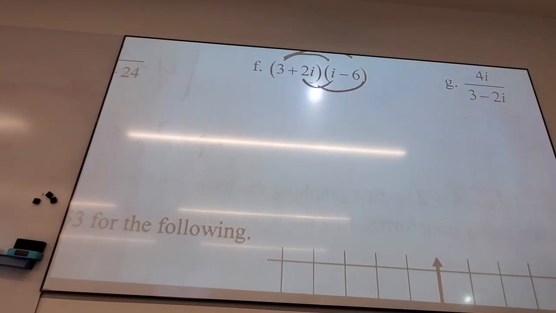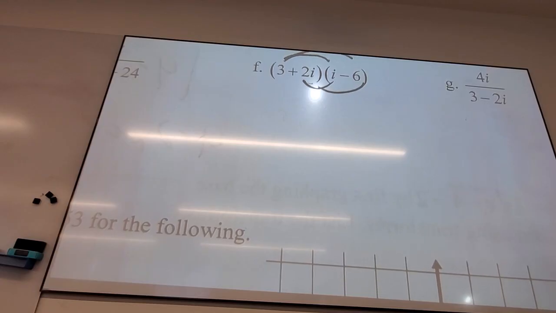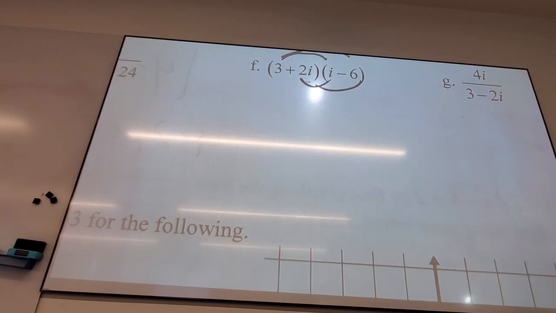So I'm looking at i like it's a variable. We know it isn't, but I'm looking at it like it is. As I do this, if I ever get an i squared somewhere, what is i squared? -1. I can replace it with -1. That's the only difference between this and, if I would have put 3 plus 2x times x minus 6, you would FOIL that. The only difference here is, if I see i squared, I can do more with it. If I see x squared, I can't do anything with that, because I don't know what x is.